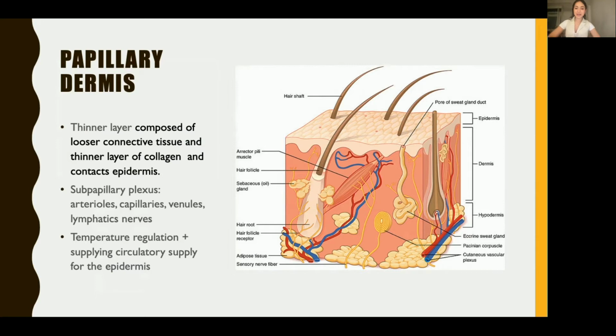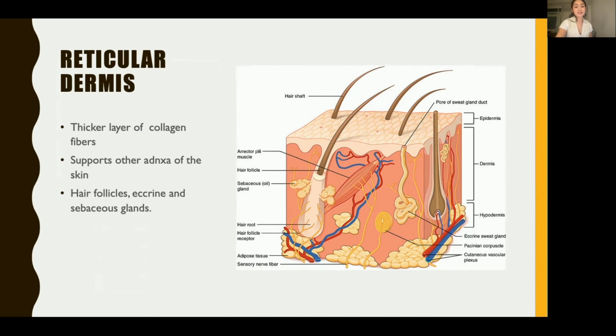Cool. So the papillary dermis is the thinner layer of the dermis, and it's composed of thinner connective tissue, and it has the subpapillary plexus with all the arterioles that help with temperature regulation. Next slide. And then we have the deeper part of the dermis, which has thicker layers of collagen fibers, and it supports the adnexa in the skin. Next slide.